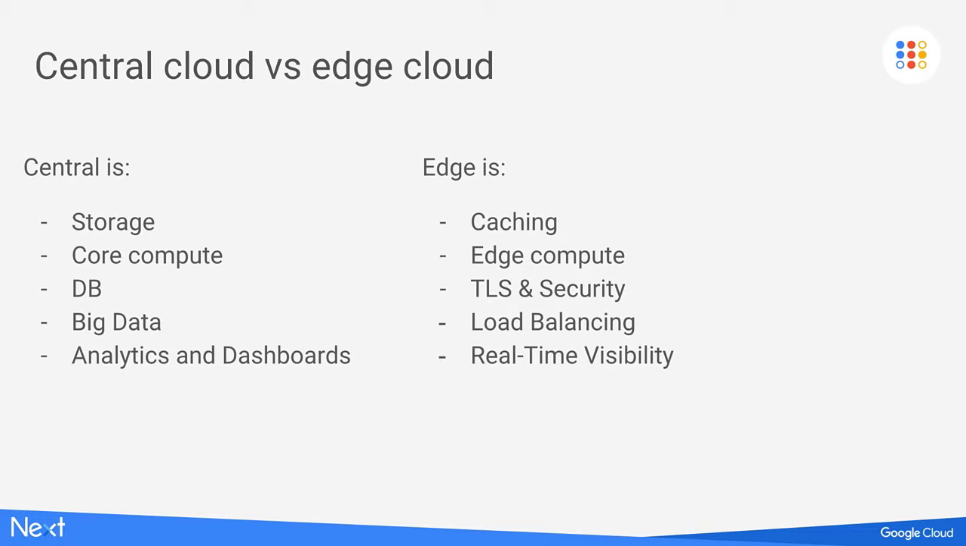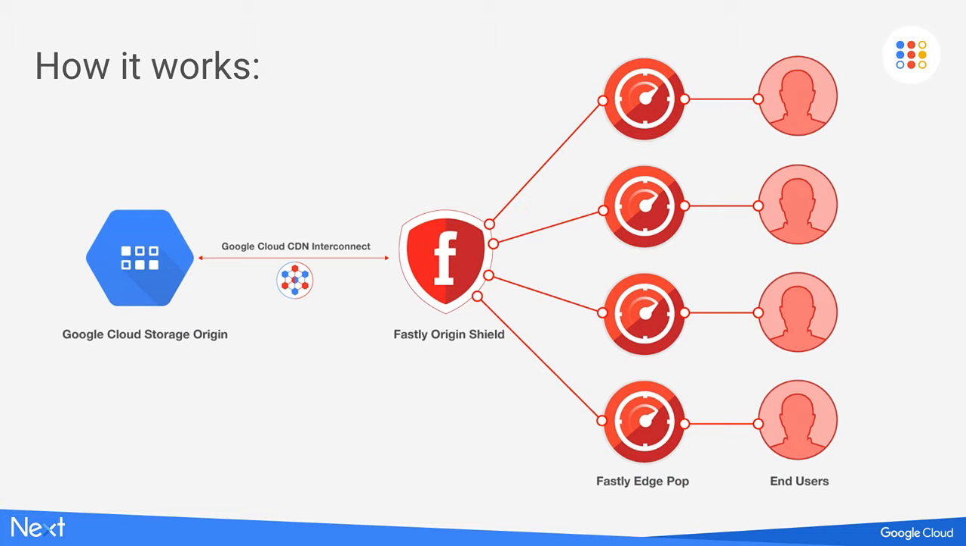So we provide caching, edge compute, TLS termination, load balancing, visibility as a complement to the storage and compute and et cetera that you get on the other side. So it works. We have interconnections with Google in quite a few locations around the world to the Google network. And then we have our own POPs all around the world where we store your content, process your content, defend your content to end users, whether those are humans or machines or et cetera, all around the world. And so could also at some point be described as a CDN.